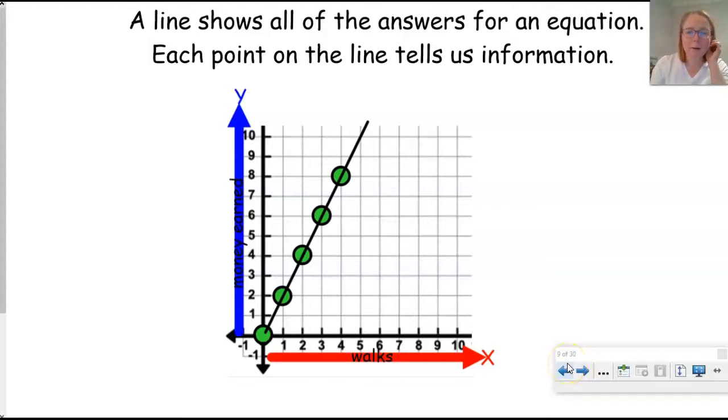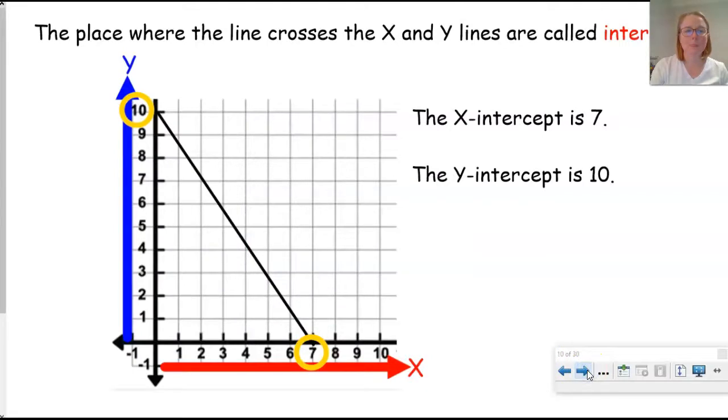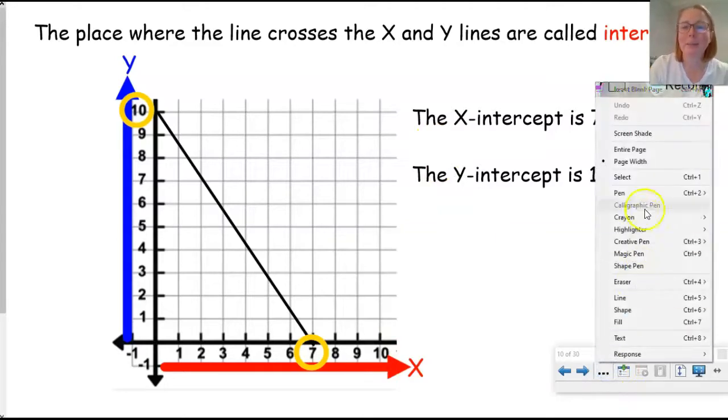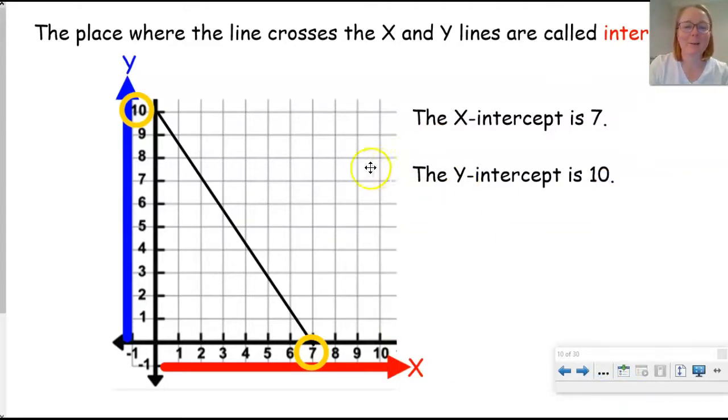So remember when we were learning this before, that a line shows all the answers for an equation. Each point on the line can tell us information. The places where the line crosses the x and y axis are called the intercepts. And we have a graph here. It looks like my tool is not wanting to switch back out of the pen tool, so just a second here. There we go.